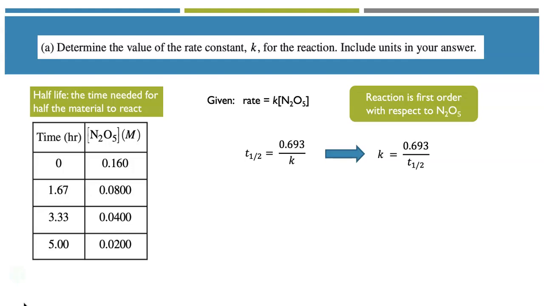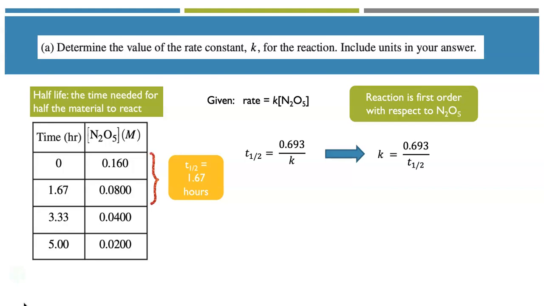The half-life, by definition, is the time needed for half the material to react, for half of the N2O5 to decompose. So if we just look at the first 2 blocks of the table, we started with 0.160 molar N2O5, and then 1.67 hours later, we're down to 0.08 molar N2O5. What this data is telling us is that the half-life for this reaction is 1.67 hours. And if we look at the rest of the table, we see that that time interval remains constant.